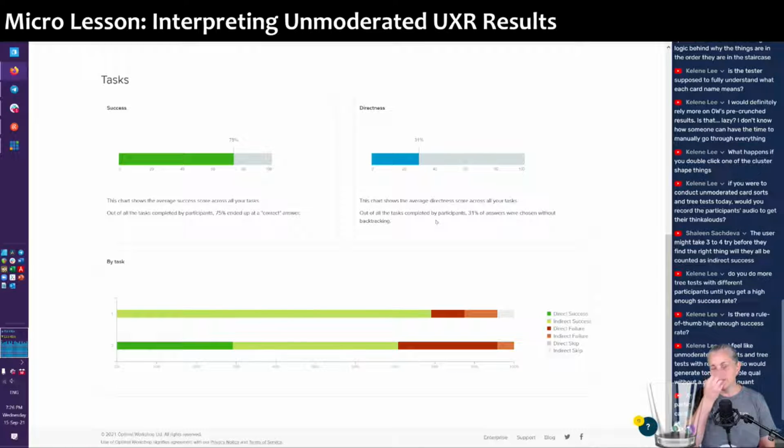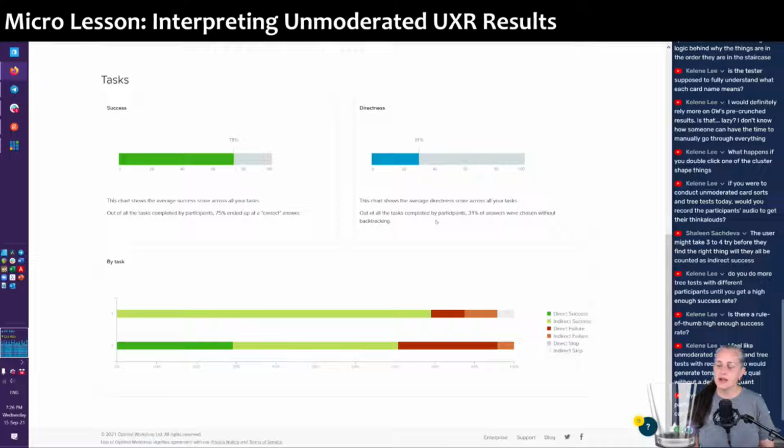Kayleen says, is there a rule of thumb for high enough success rate? I don't have a rule of thumb. I am looking for very high direct success rates. I can't say that there's a particular number I'm looking for, but anything that isn't a direct success to me is room for improvement, is something that I can improve about this structural design or information architecture.